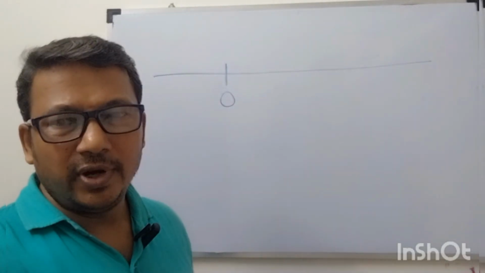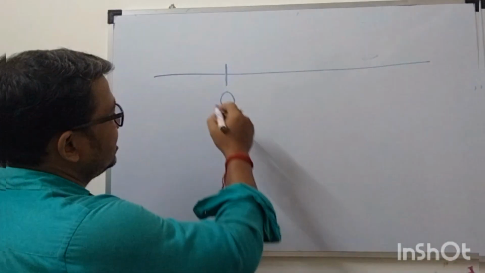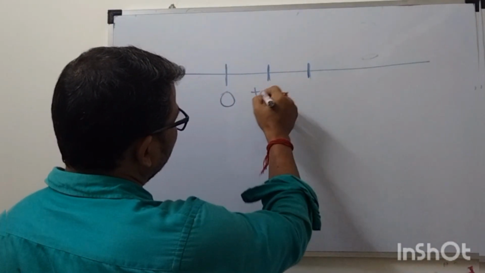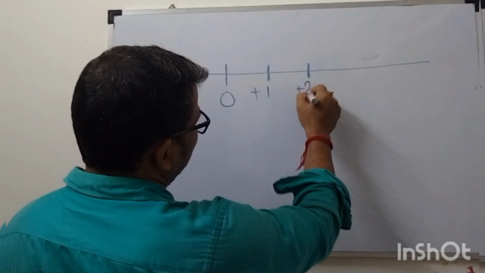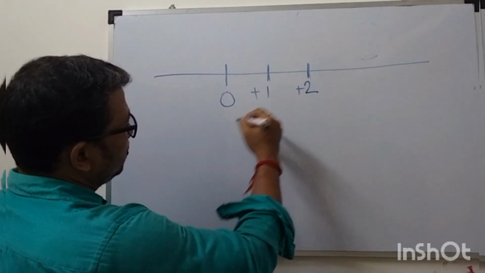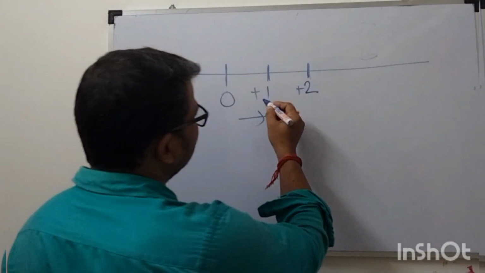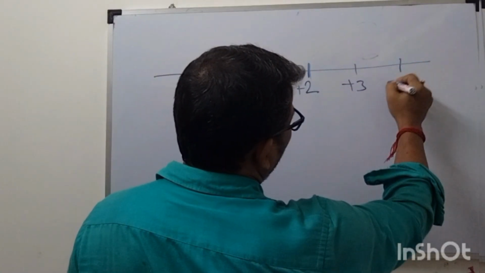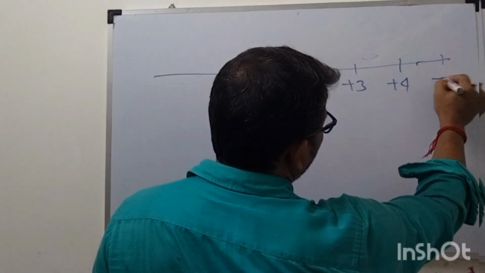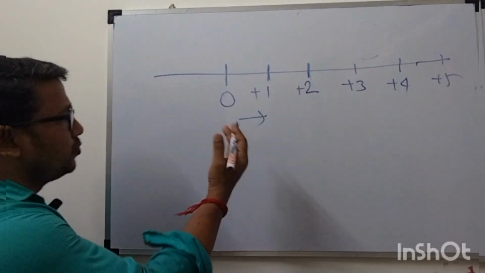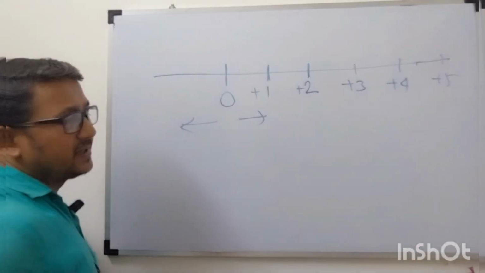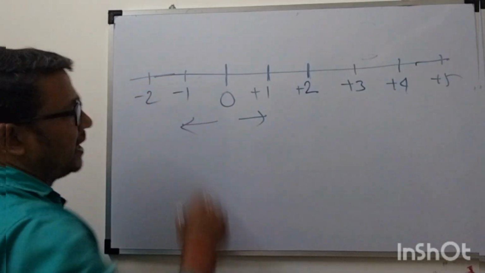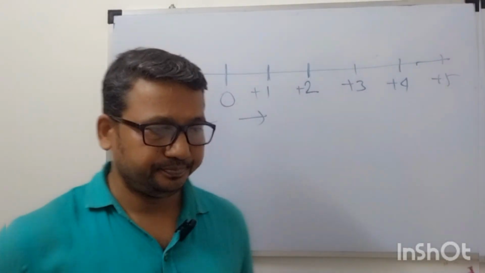At the initial point is 0, and from 0 to the right side it is denoted with a plus sign. That is, if we move from 0 to the right side, then the numbers will be counted as plus 1, plus 2, plus 3, plus 4, plus 5, etc. And if we move to the left side of 0, then the numbers will be counted as minus 1, minus 2, minus 3 and so on.